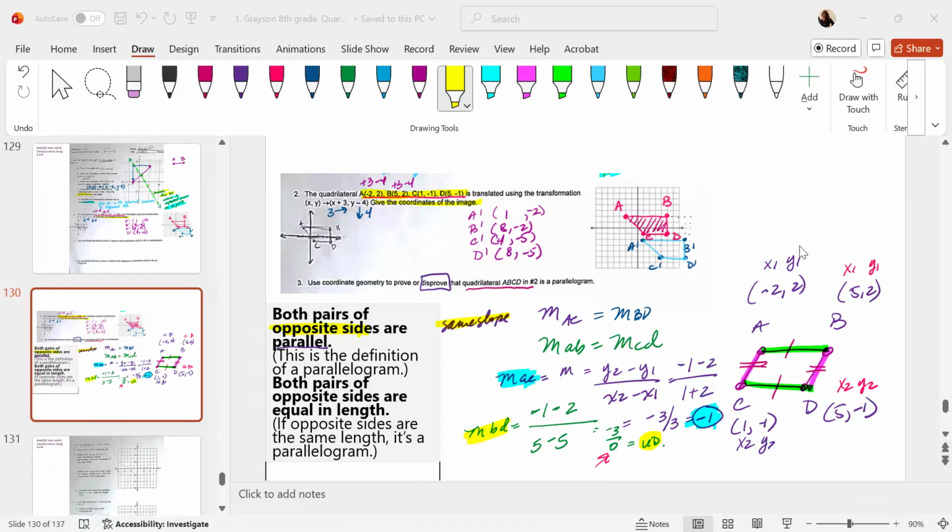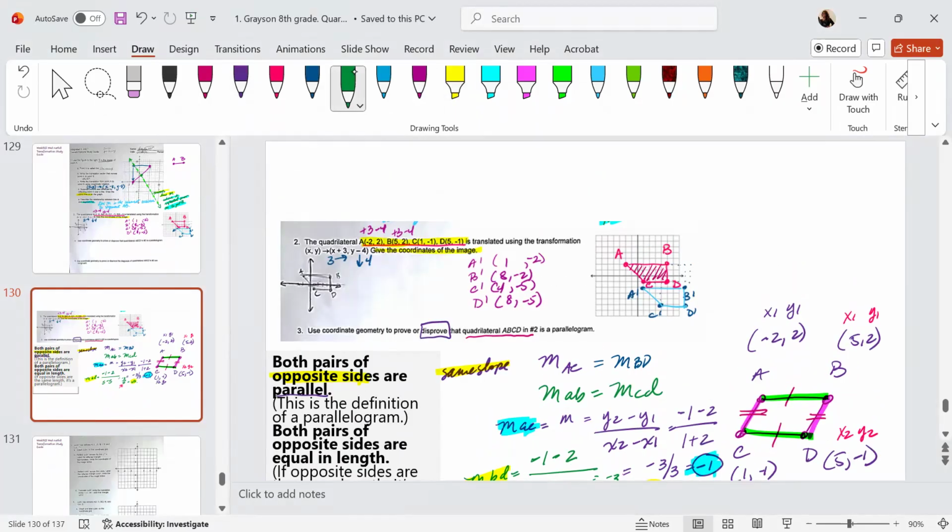Okay, so that was only the pink side, correct? If I really want to prove the other opposite side, the slope of AB should equal the slope of CD, correct? To prove that the green sides are parallel, which means they have the same slope, correct? So do you want to find CD or AB? You choose. CD. Fine, I'll find AB.